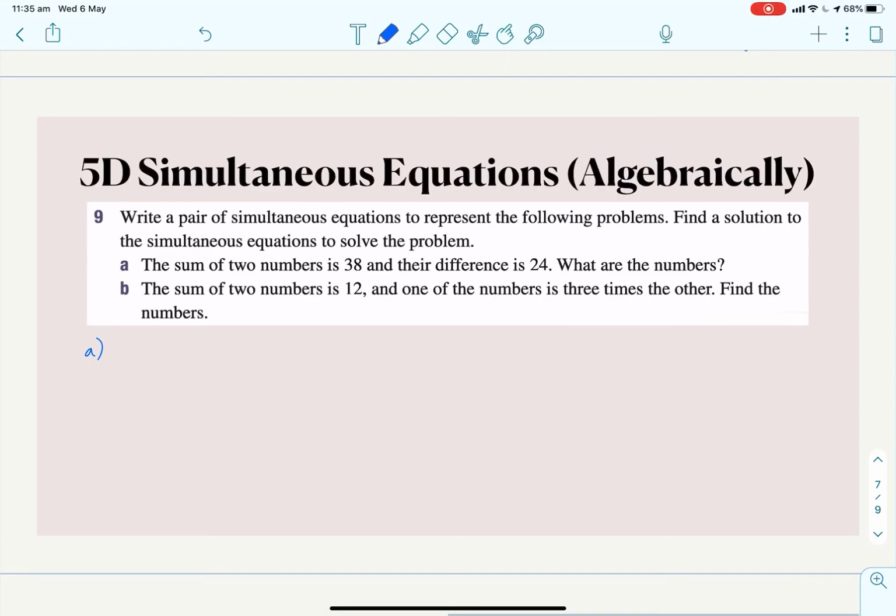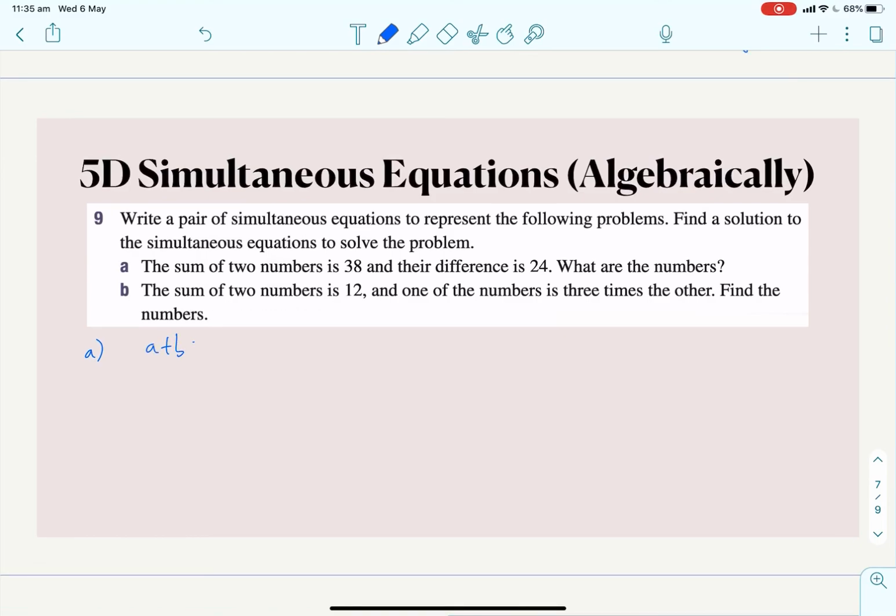So let's say for the first one, I'm going to use a and b. The sum of the two numbers is 38. The sum means they add together, so a plus b is 38. Now their difference is 24. Difference means minus, so a minus b is 24. Now we got two equations, we can solve it.